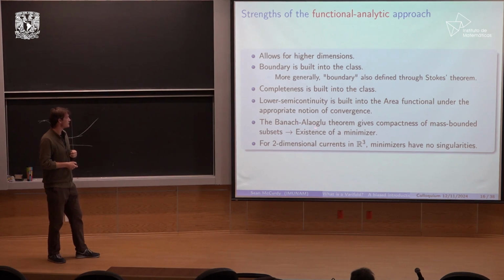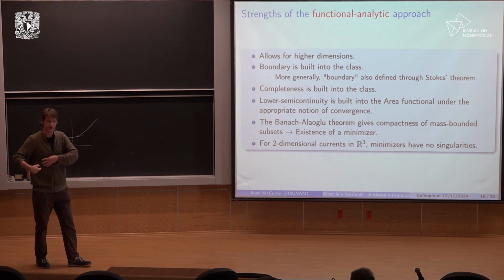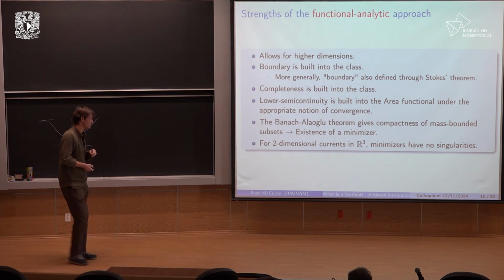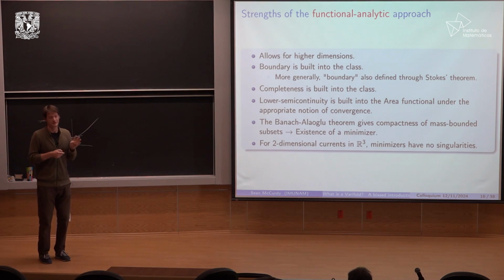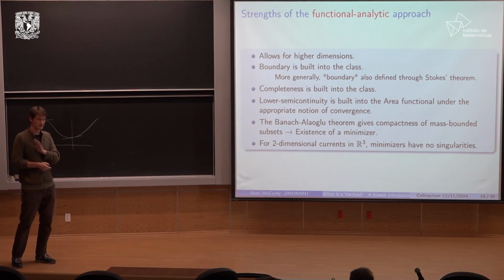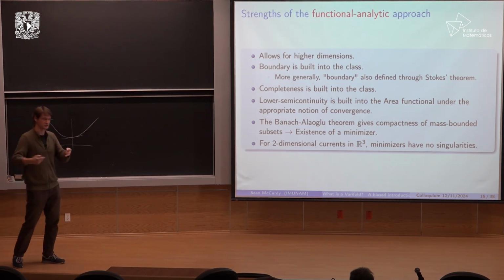And of course, the Banach-Alaoglu theorem gives compactness for mass-bounded subsets, and this allows us to use the direct method of the calculus of variations in order to get existence of a minimizer. So solutions for Plateau's problem exist in this framework. And as a further strength, if you start from this differential geometric perspective, then I will point out that also for two-dimensional currents in R^3, like we had in our picture, minimizers have no singularities. They're perfectly smooth, so you can think of them as nice manifolds in the differential geometric sense.